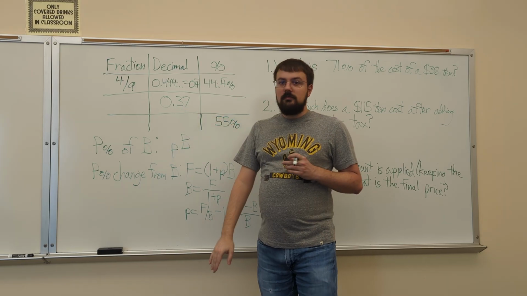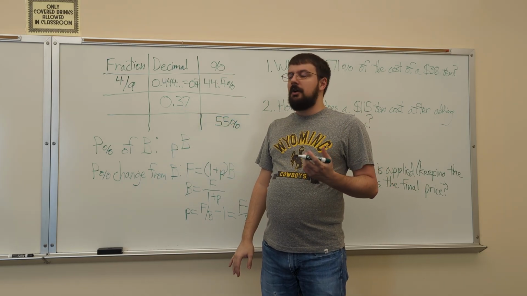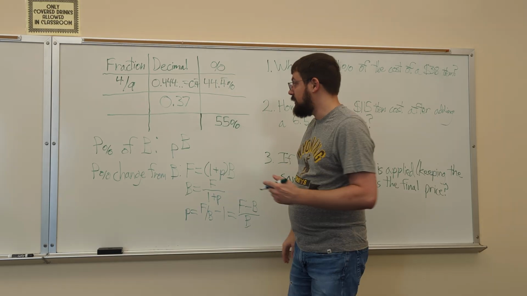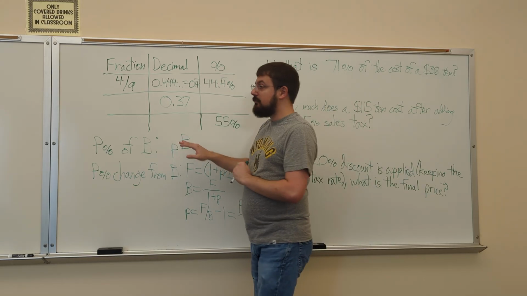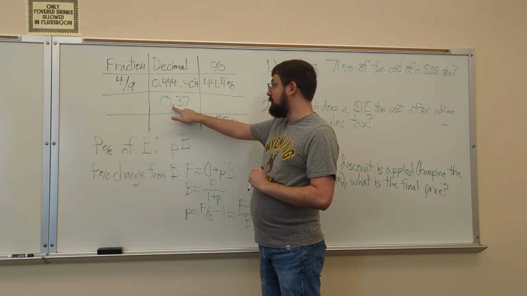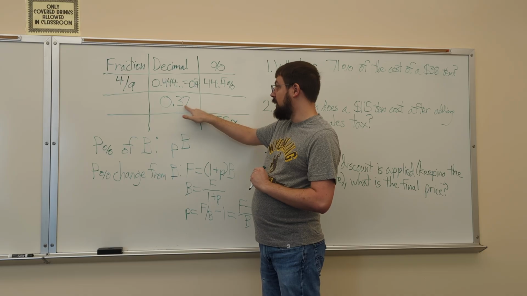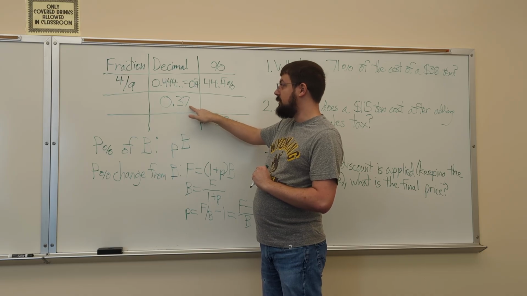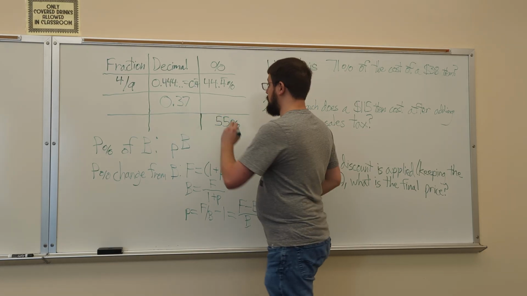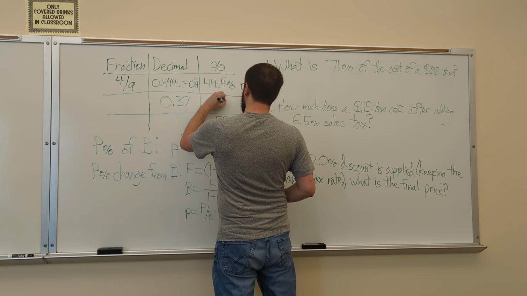Now, let's start by expressing this as a percentage. So we're going to do the same thing that we just did. We're going to move our decimal point over 2 places to the right. So we go 1, 2. That puts it right here after the 7. So that would put us at 37%.